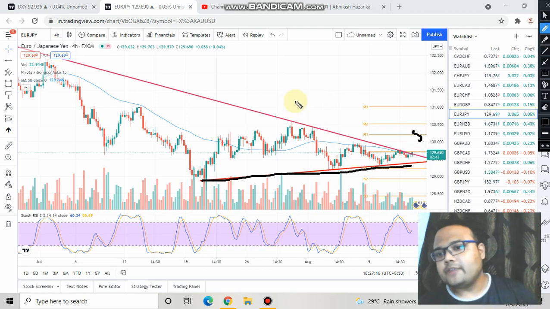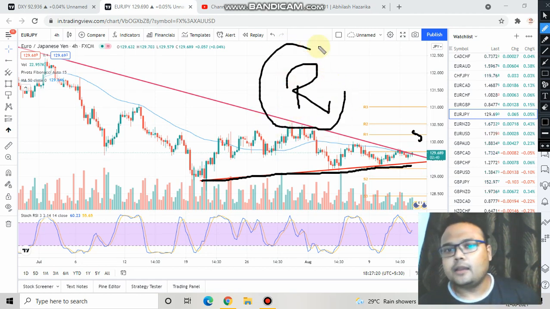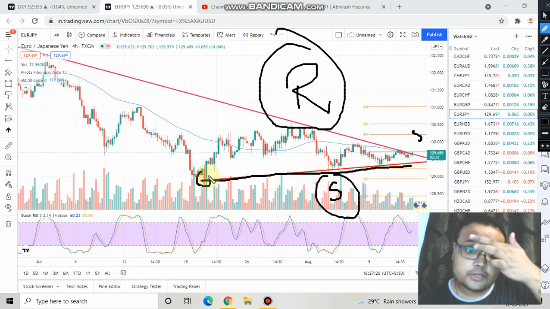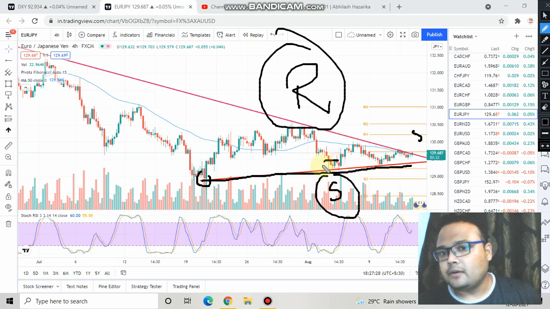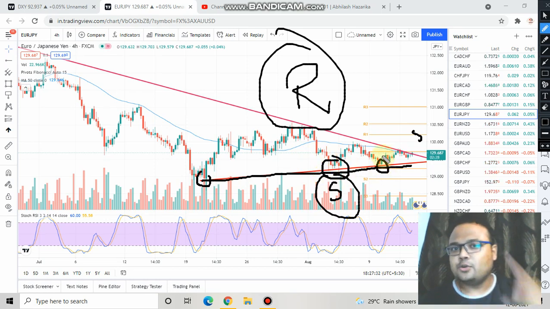Apart from this trend line, which is the resistance for the market, we also have this trend line, which is the support for the market. Because you can see that whenever price is coming down, this trend line is providing support to the market. So you should also draw this trend line in your charting platform.